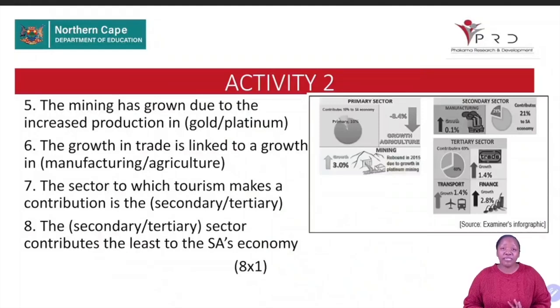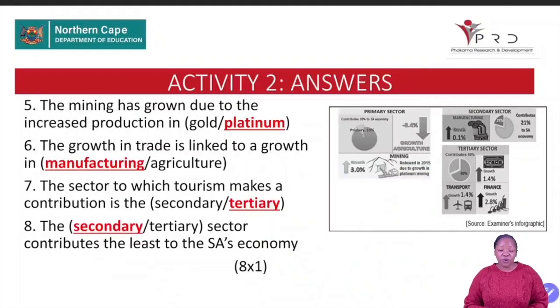Right, girls and boys, I hope we are all done. So let us look at our corrections. The mining that has grown is due to the increased production of the platinum. If you take a look there in the primary sector, you will see that the platinum has increased. Then number 6, the growth in trade is linked to a growth in the manufacturing or in the agriculture.